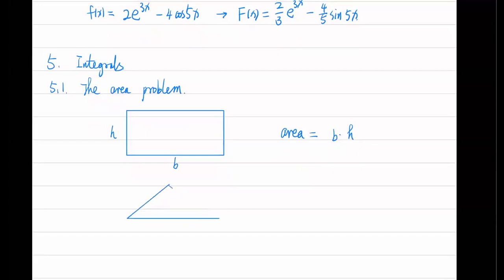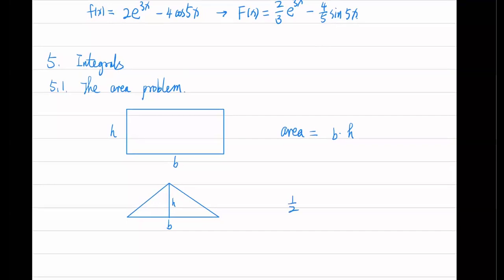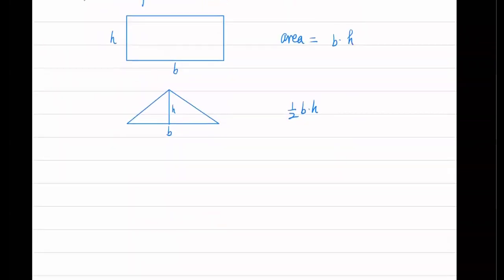Again, I draw the height. Oh, that doesn't look good. Go with height and base. Okay, Zichen, what's the area of the triangle? One half base times height. All right, next one.